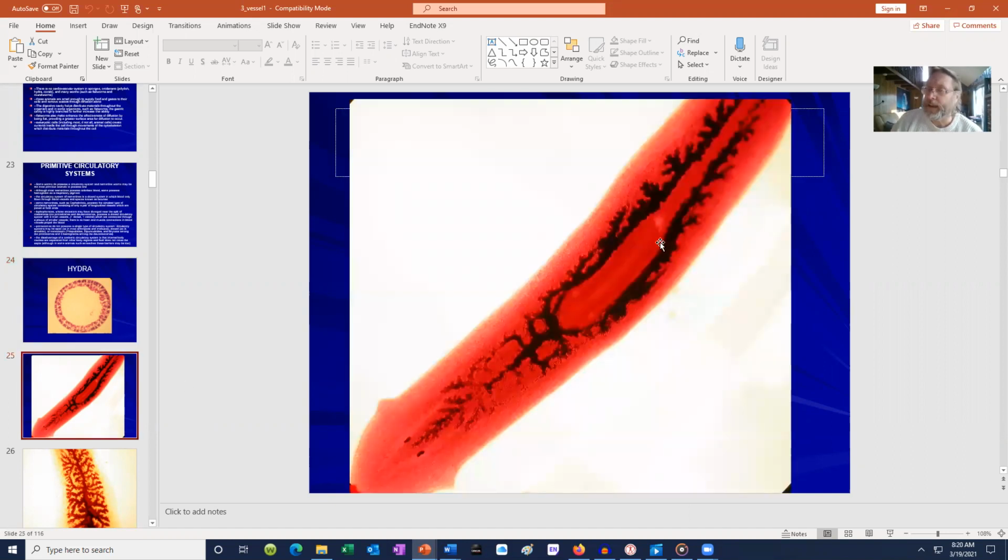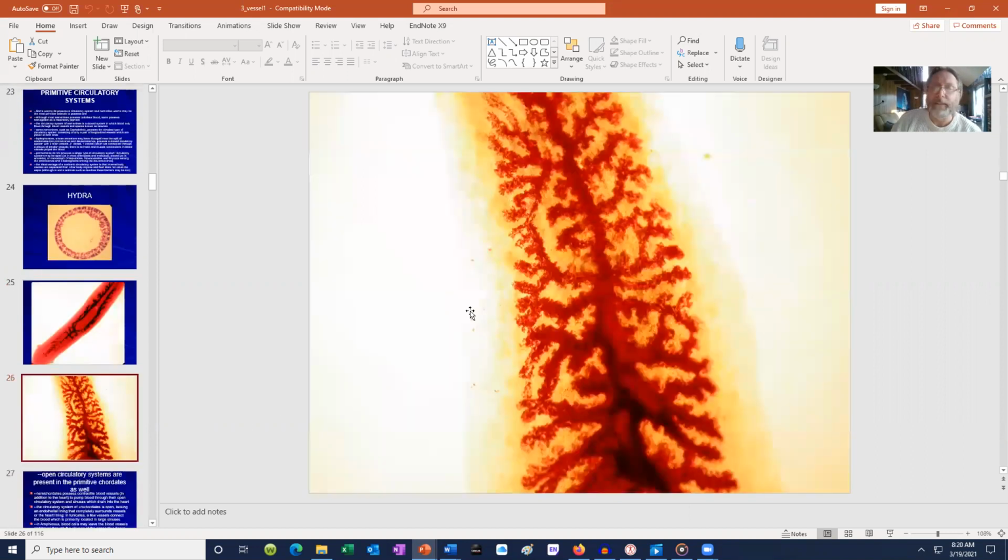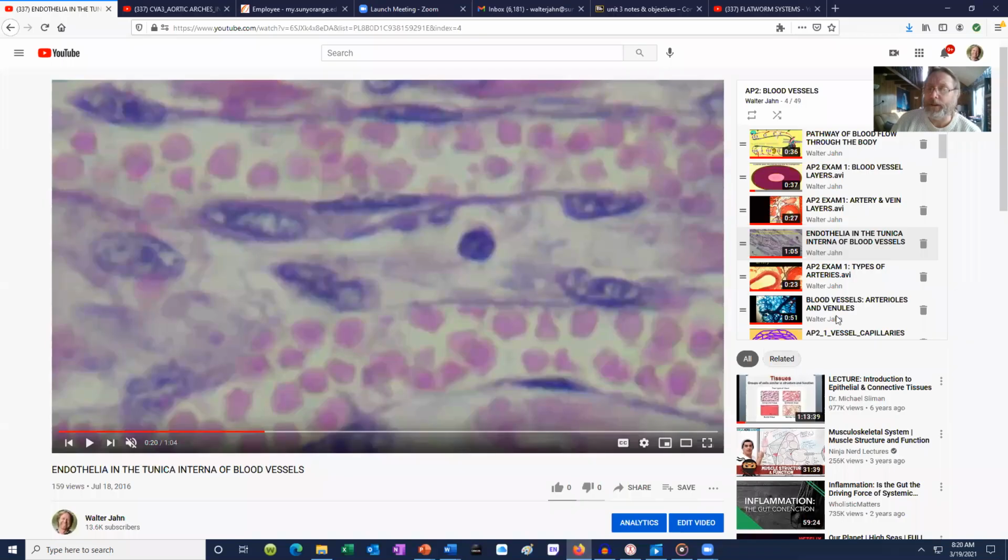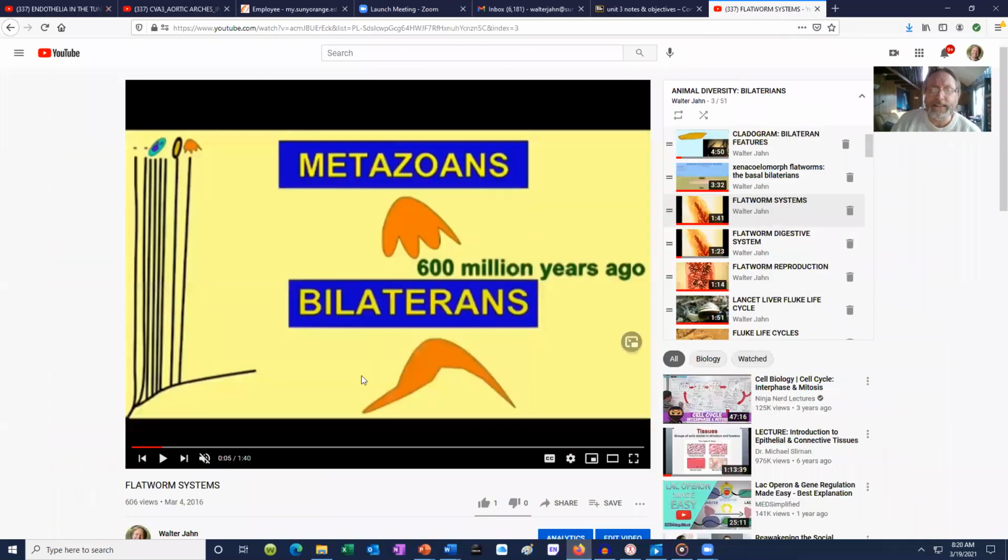Even when we get into many bilaterally symmetrical animals, such as this flatworm, there is no heart, and there are no blood vessels. In fact, because there are no blood vessels, if you look at the intestines, you can see how much they branch, because the intestines are taking over the job of the cardiovascular system. So it is the intestines which are distributing material throughout the body.